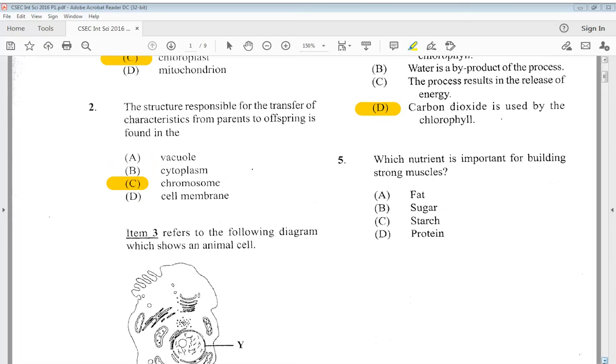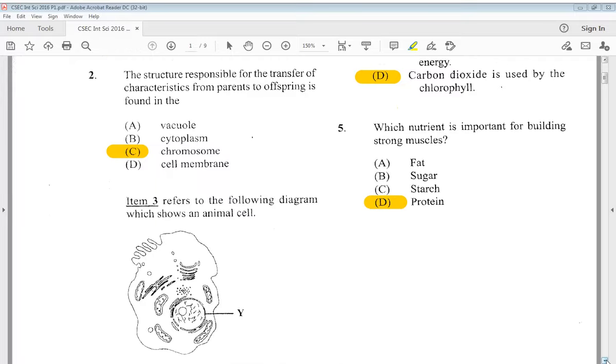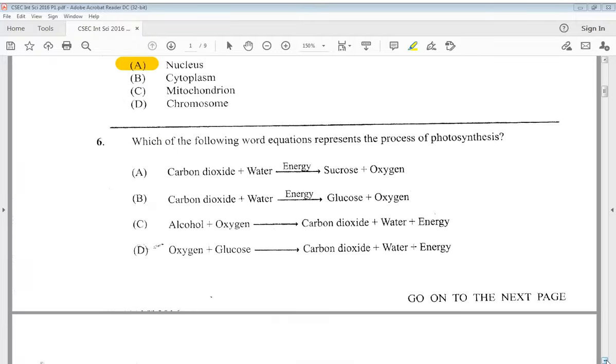Let's go to question number 5. Which nutrient is important for building strong muscles? A, fat, B, sugar, C, starch, or D, protein? Well, if you said D, protein, then yes, you are indeed correct.